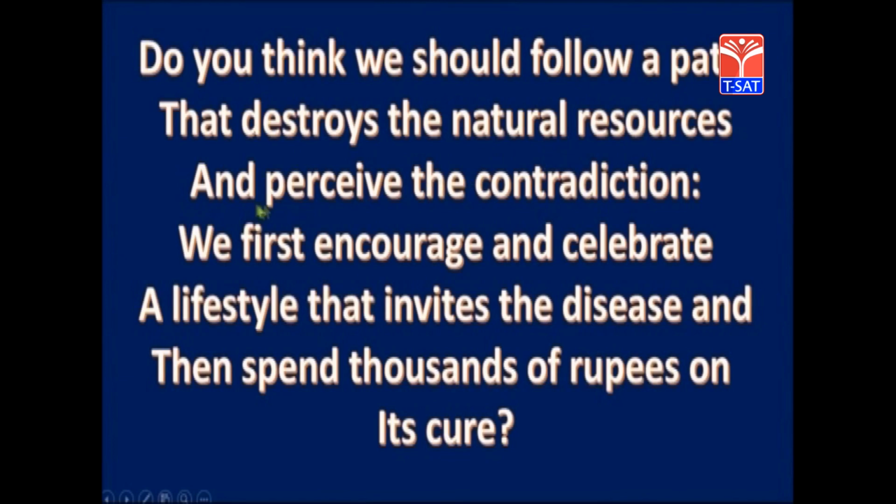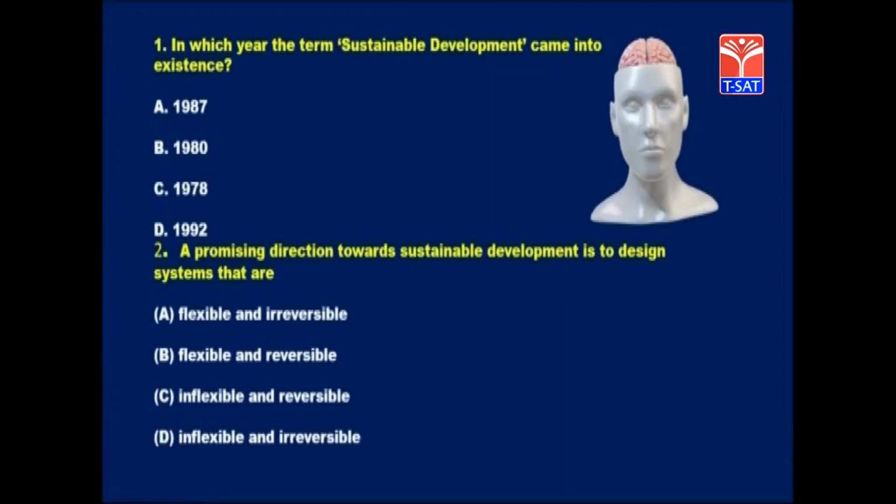Do you think we should follow a path that destroys the natural resources and perceive the contradiction? We first encourage and celebrate a lifestyle that invites disease and then spend thousands of rupees on its cure. So what were the policymakers saying? First, we will spend on the development. Then whatever damage is made to the environment will be checked later. But is it possible? We are celebrating a lifestyle which causes diseases in the future and spending a lot of money to cure the disease. Is it correct? No. Okay. So sustainable development should take place equally.